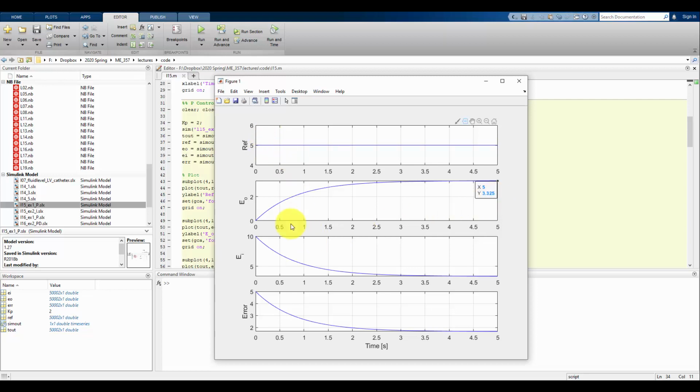Our reference didn't change, but if we look at our E in, at time 0 we have to put 10 volts into the system. Then as time goes forward, we reduce that down to a constant 3.33 volts going into the system. So we did get closer to the 5 volts in our output that we desire.